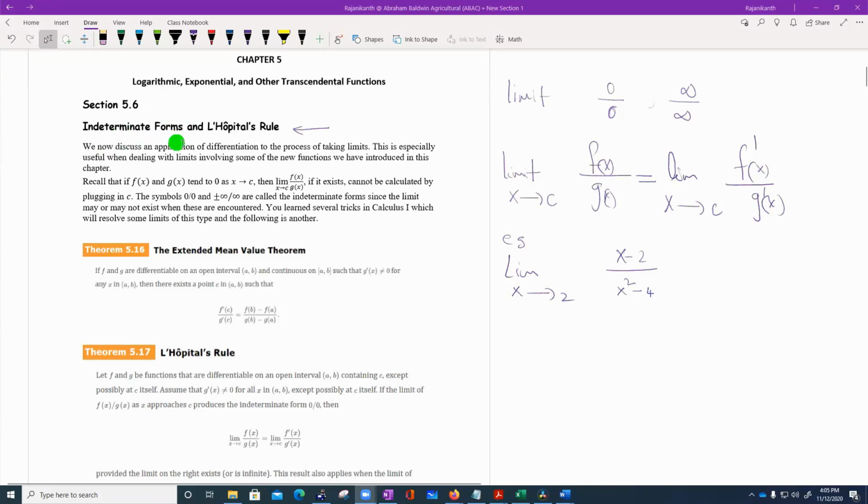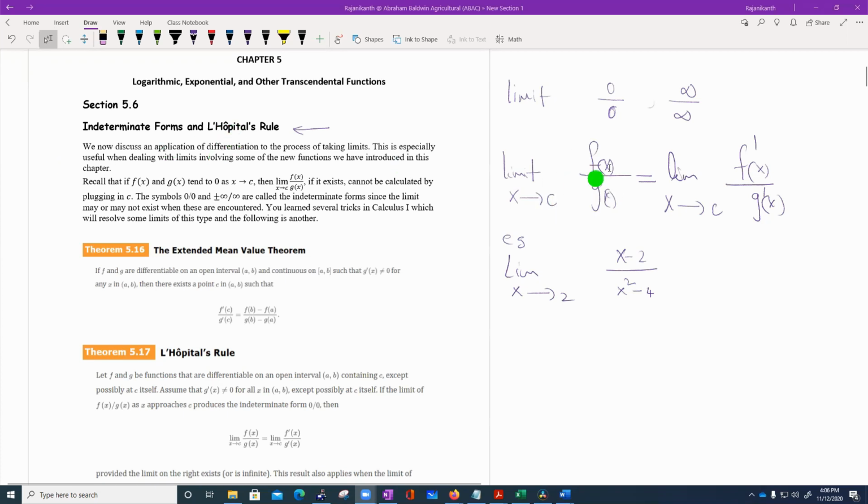The indeterminate forms we use to find the limits, okay? So when you plug in the function value and you see either 0/0 or infinity/infinity, then we call those indeterminate forms, right? So if you see an indeterminate form, then you could apply the L'Hopital rule.